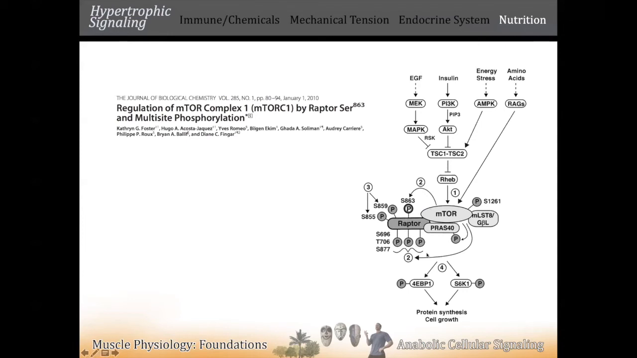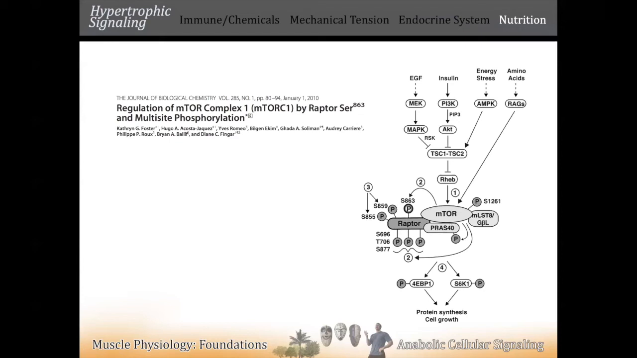But all this stuff should really start to make sense when you see MLST8 or GβL, same thing. And Raptor over here, all of these different phosphorylation sites of Raptor. Remember, Raptor can be phosphorylated in a promotional or inhibitory way at multiple different sites downstream from mTOR. Raptor is recruiting downstream targets, and mTOR is phosphorylating them, provided it is at its office. It is at the work site. And there are the RAGs, right? So amino acid RAG GTPases mobilize mTOR to the work site so that you can function.